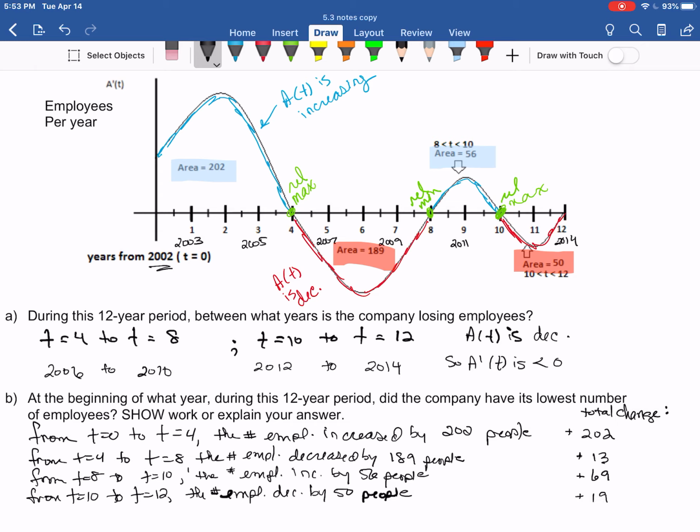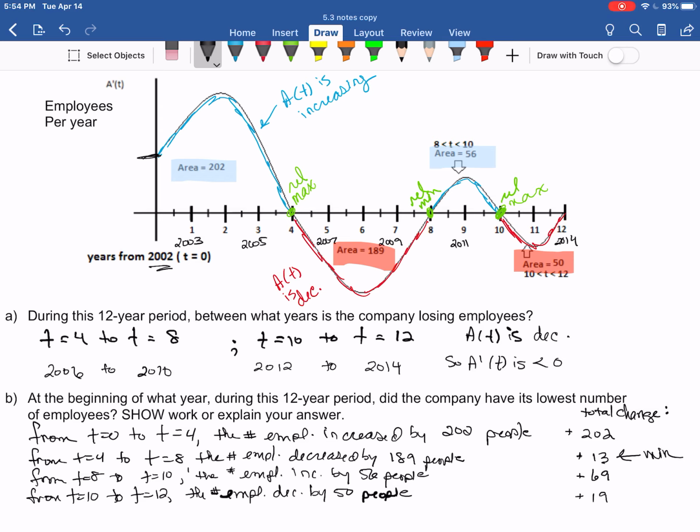Okay, so at what point in time did you bottom out? When was the lowest number of people employed at your company? It does not matter right now where you're starting that graph. Okay, that's irrelevant for this argument. I just want to know at what point between 2002 and 2014 was I at my lowest number of employees? And you can see that that's happening right here. Once you're up only a total of 13 from that beginning of the time frame, that's your lowest point, right? So this is where the minimum happens.